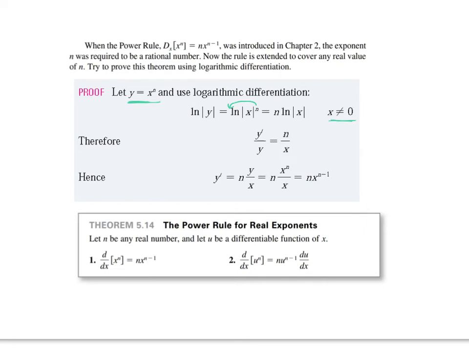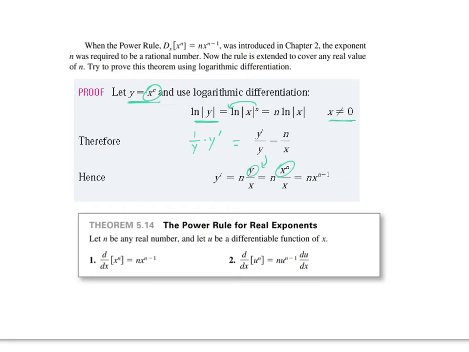Then you differentiate, and to differentiate the left side, it's y prime over y, or you could say 1 over y times y prime, which is equal to y prime over y. And then the derivative of the right side is 1 over x times the n that's already sitting there, so n over x. Then you multiply by that y and pull it back over. That's what they've done here, right? And put the y, which was x to the n, back in place, and you're left with n times x to the n over x.